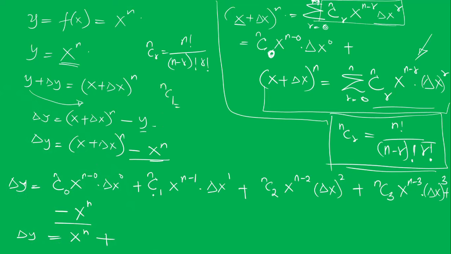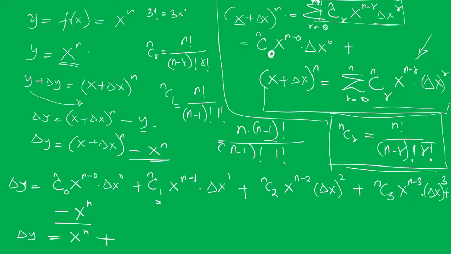Now n combination 1, which is this, is the same thing as saying n factorial divided by n minus 1 factorial 1 factorial. n factorial is the same thing as saying n times n minus 1 factorial all over n minus 1 factorial 1 factorial. Just like when you say 3 factorial is the same thing as 3 times 2 factorial, or 4 factorial is the same thing as 4 times 3 factorial.